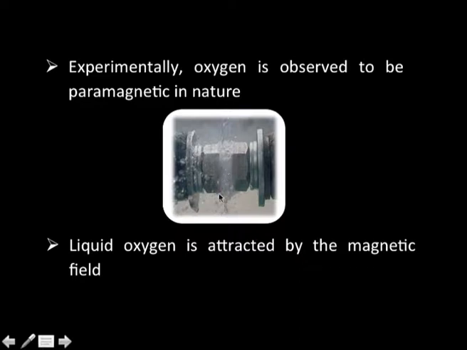That means it is attracted by the magnetic field, and that is possible only if it is paramagnetic in nature. Had it been diamagnetic, it would have flown smoothly through without getting held up in the magnetic field over there. So, theoretically speaking, according to valence bond theory, we expect oxygen to be diamagnetic. Experiment tells us that oxygen is paramagnetic.